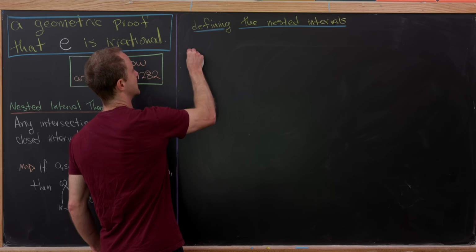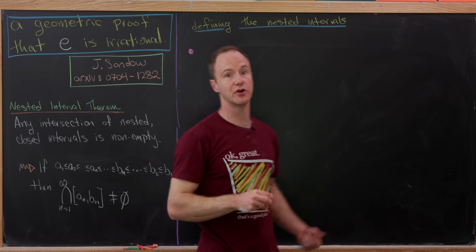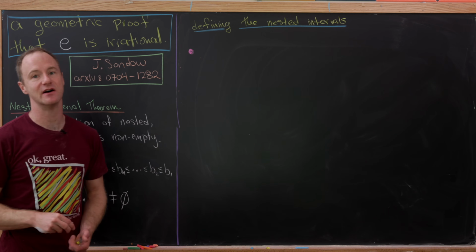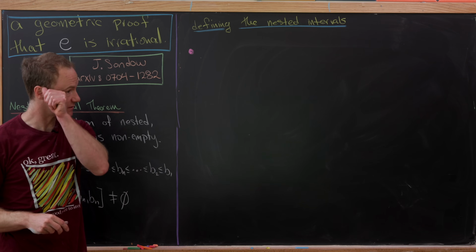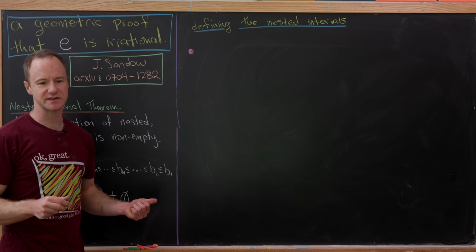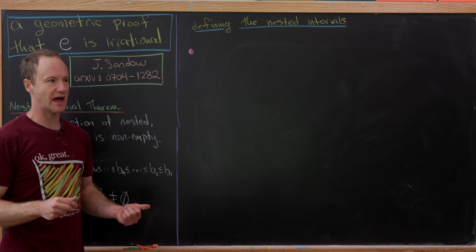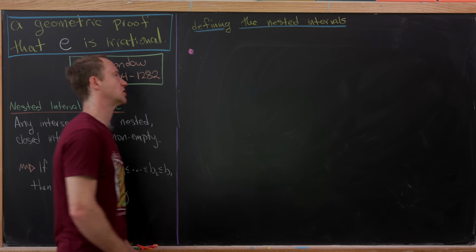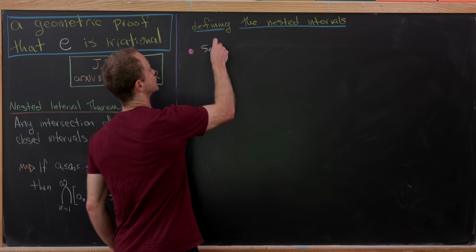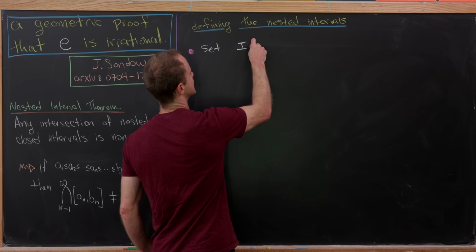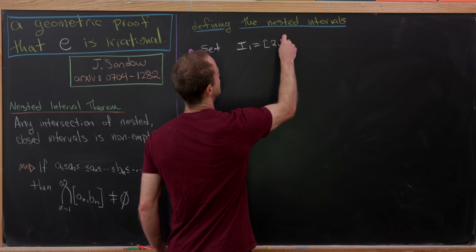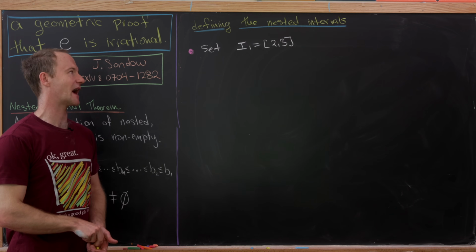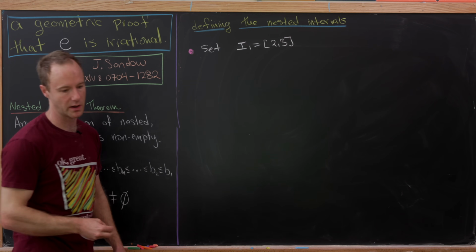Well, also keeping in mind that we want to show that e is irrational, perhaps e should be inside of all of these nested intervals. So what's maybe the simplest closed interval that e is a member of? Well, I think it would probably be the closed interval that starts at 2 and ends at 3. And that's because it's well known that e is between 2 and 3. So that's exactly how we'll define I sub 1.